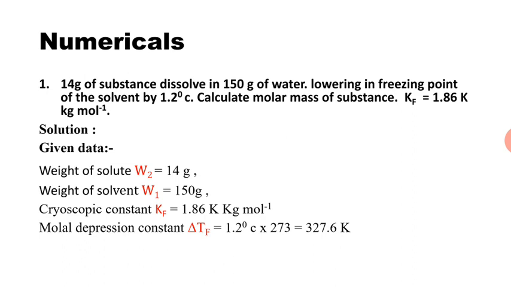So when it is multiplied by 273, it gets converted into Kelvin. So after multiplying with 273, we get 327.6 Kelvin. The molecular weight of solute we have to calculate.